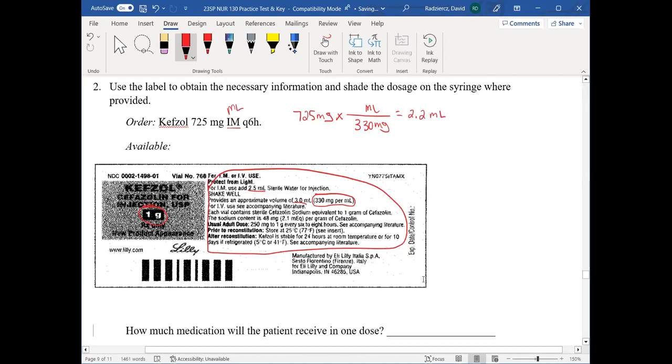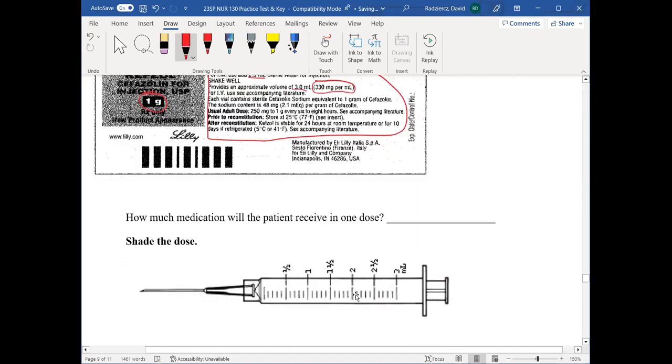You would put that as your answer, and then you would shade 2.2 milliliters on the syringe.